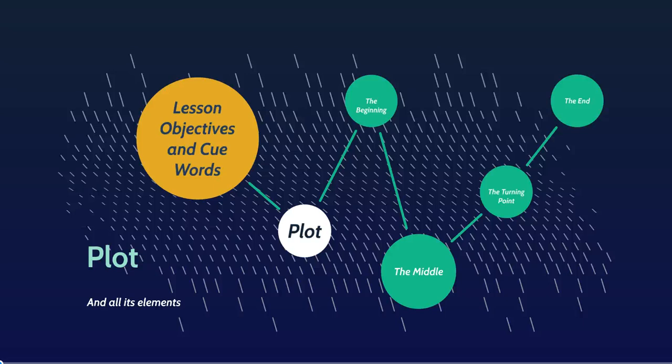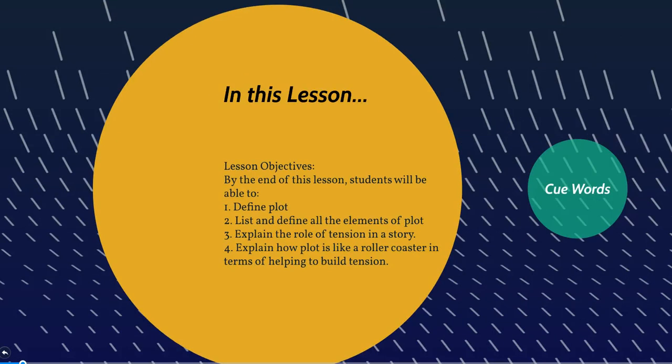This lesson kicks off our fiction narrative unit, yay, so much fun, by looking at plot in all of its elements. To start with, the lesson objectives are that by the end of the lesson, you will be able to define plot, list and define all the elements of plot, explain the role of tension in a story, and explain how plot is like a roller coaster in terms of helping to build tension.